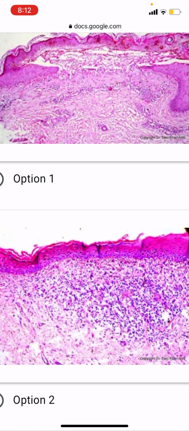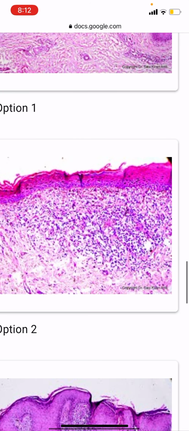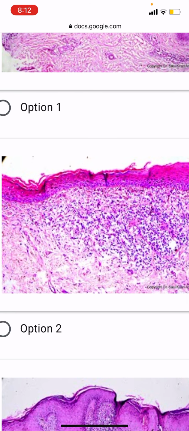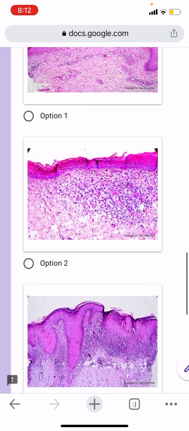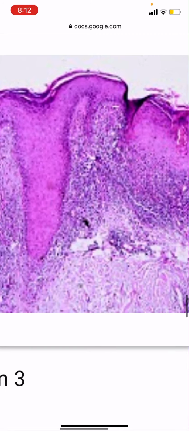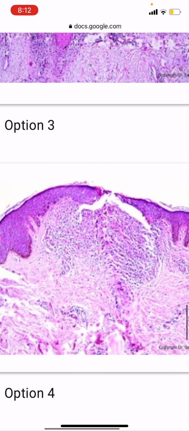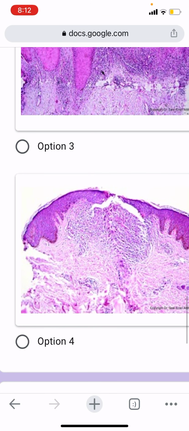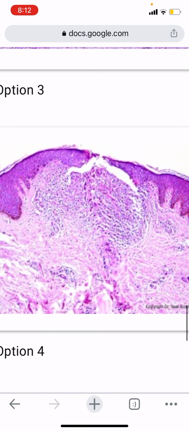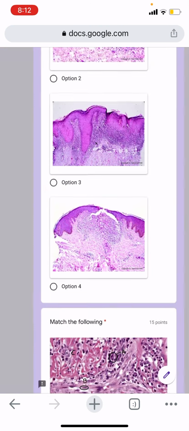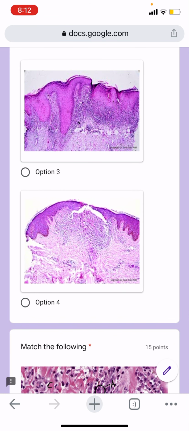I'm not going into the explanation of this. This is in fact showing epidermal atrophy with a lichenoid infiltrate, no dermal papilla visible here. This is in fact a picture of lichen sclerosus. This is a picture of lichen planus. So the only option here is option 4, which matches the clinical, which is basically a lichenoid granulomatous infiltrate restricted to one dermal papilla. This is a picture of lichen nitidus. So the answer is option 4.